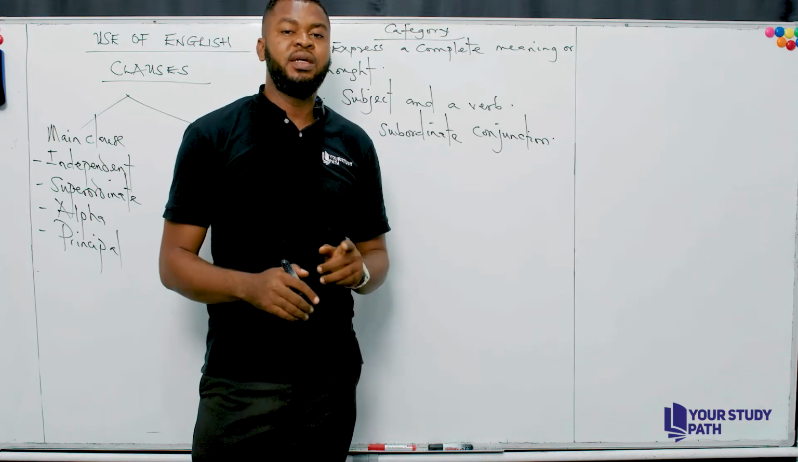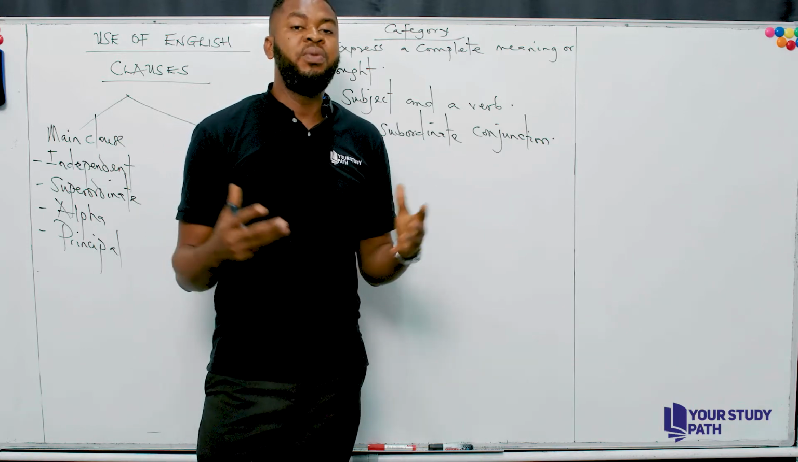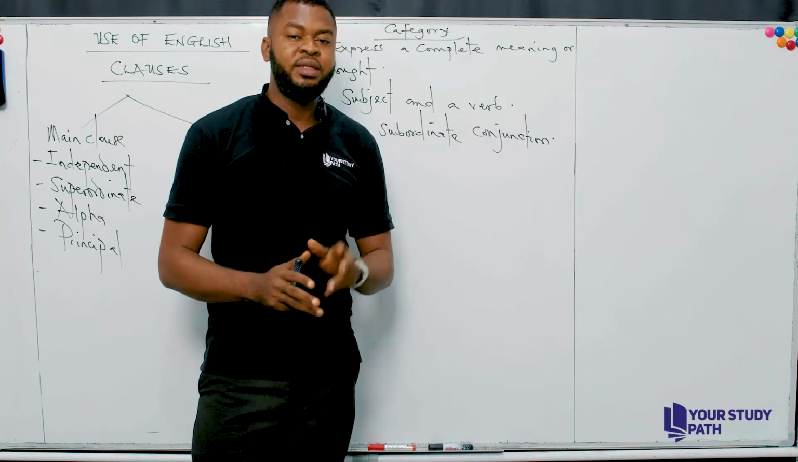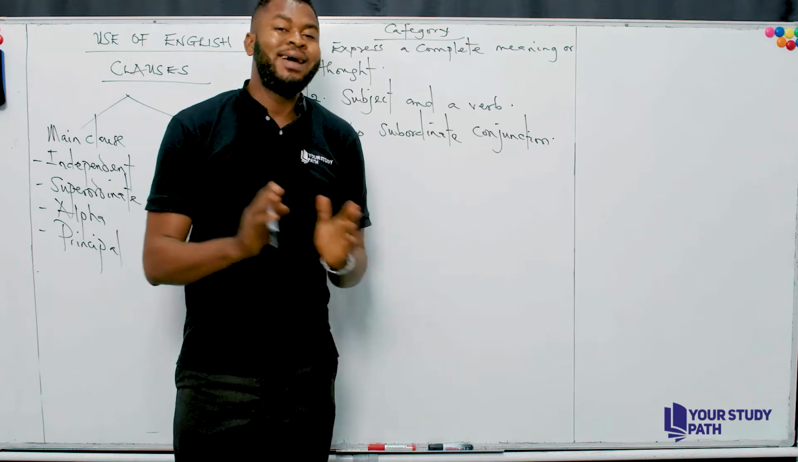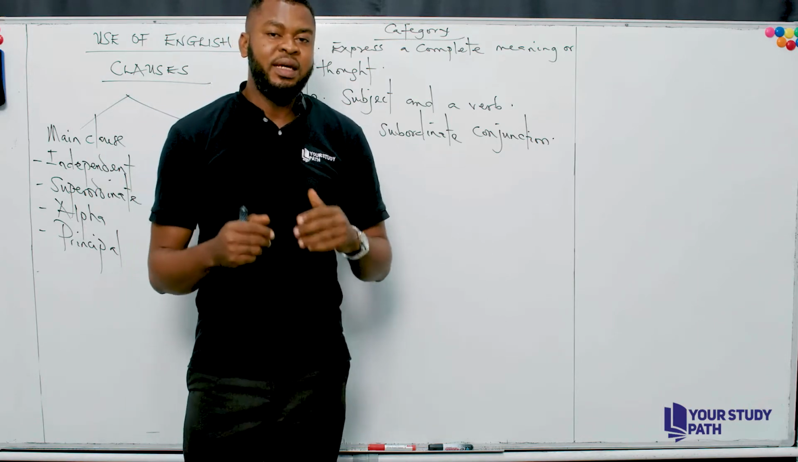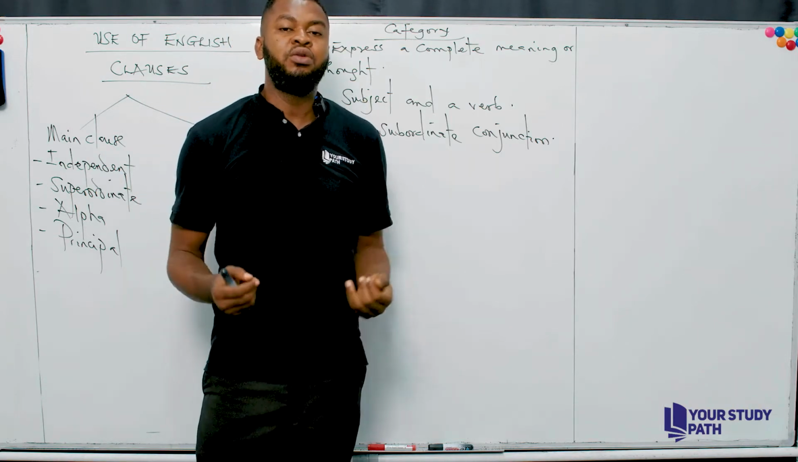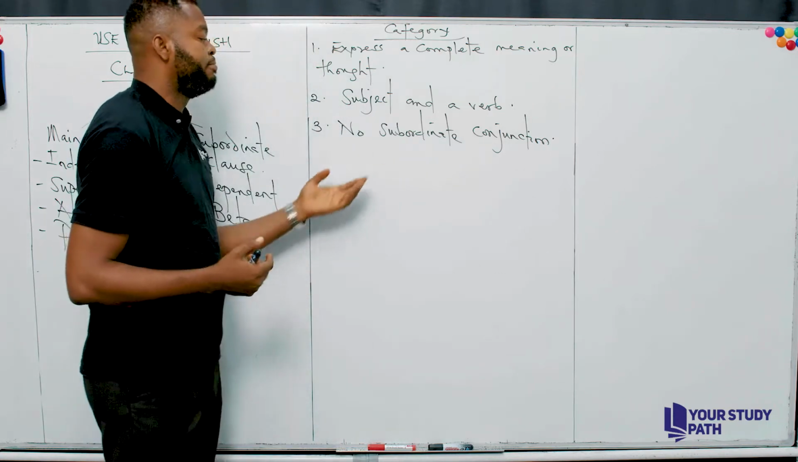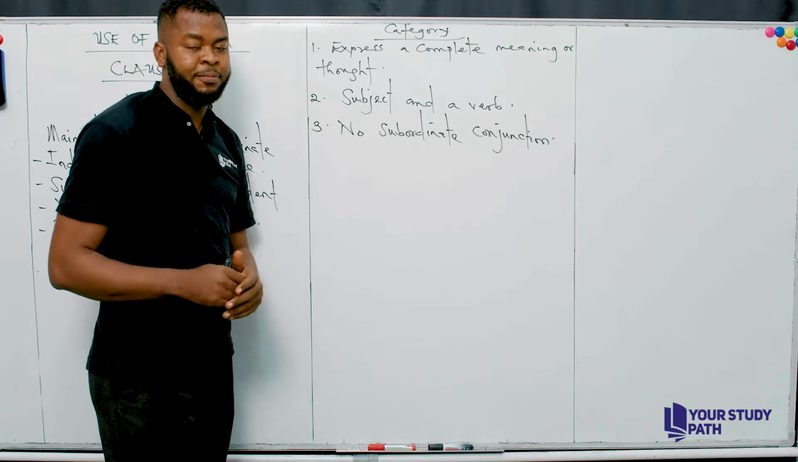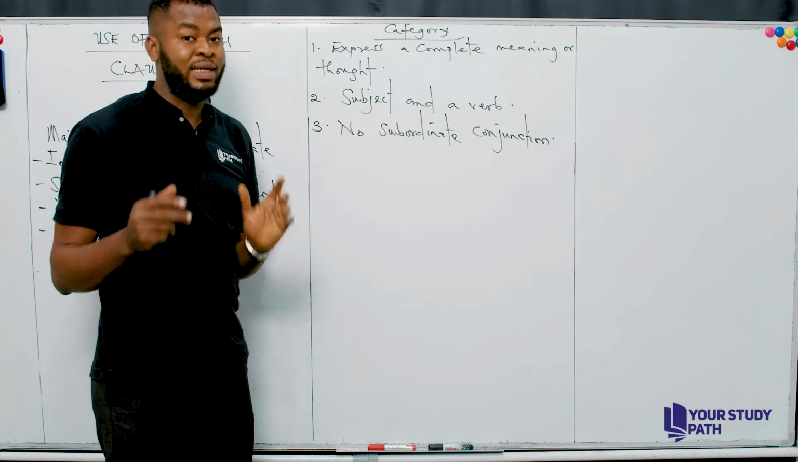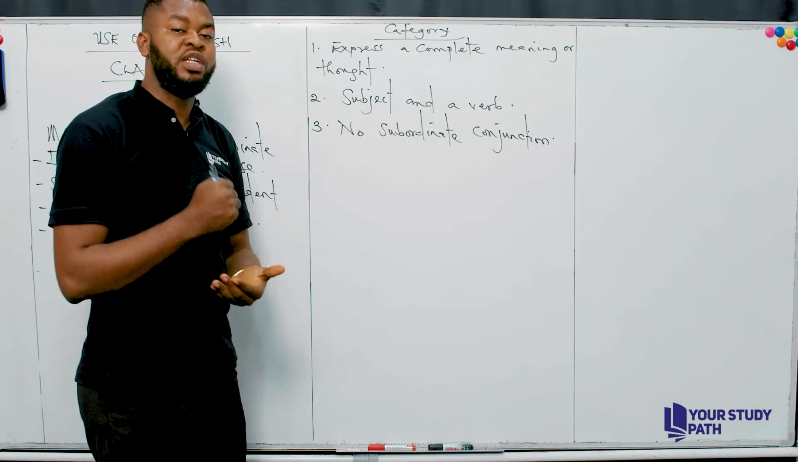So there are three categories on how you can identify a main clause in a sentence. The first aspect is that a main clause must express a complete thought or an idea, all right? Two, a main clause, as you can see, must contain a subject and a verb. It's very important. Then the third aspect is that a main clause would never accept or accommodate a subordinate conjunction. Is that taken? Now, this helps you to identify a main clause when you see such in a sentence.